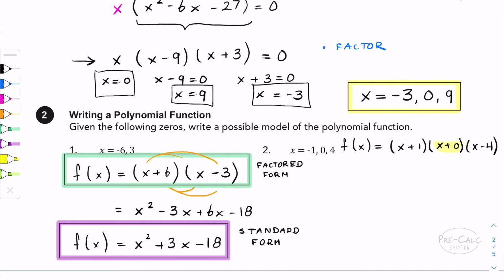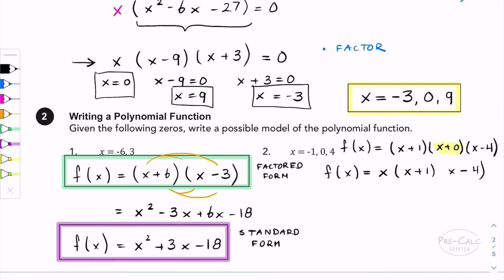This factor right here, we wouldn't typically write x plus 0. We would actually write that similar to how we write a GCF. So my factored form is going to be f of x equals x times (x plus 1) times (x minus 4). And again, we don't write x plus 0, we just write one single factor of x.